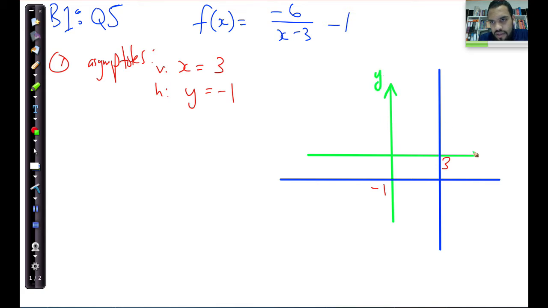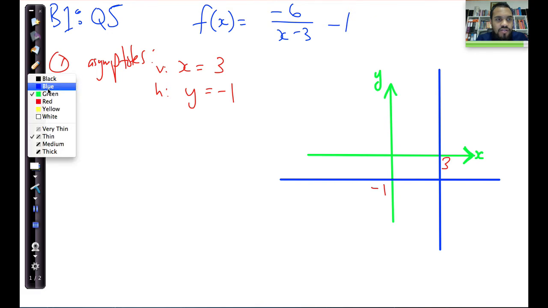That's my y, and this here is my x-axis, right? So that's the two asymptotes that we've got: the vertical asymptote, which is at 3, and the horizontal asymptote, which is at -1. And later when we start drawing the graph again, I'm going to start using a blue line. Okay, so I'm going to stick to red for the calculations for now. Okay, so there's our two asymptotes.